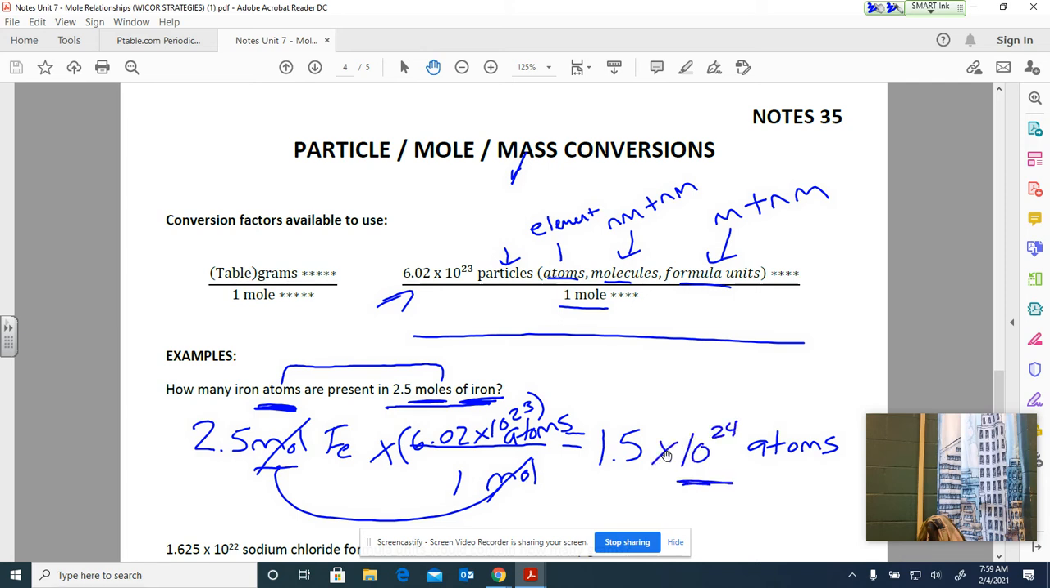I'll have a lot of kids that will leave this off like it's not important and just put 1.5. 1.5 is very different than 1.5 times 10 to the 24th. Writing in those exponents is definitely part of the answer. Okay, so there we go. That is the answer to that question.